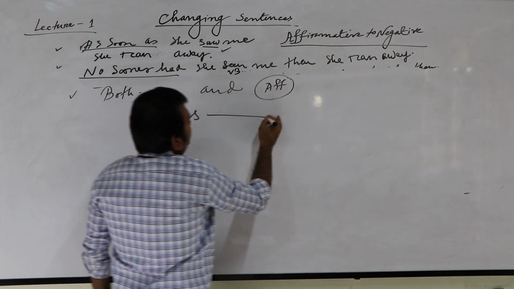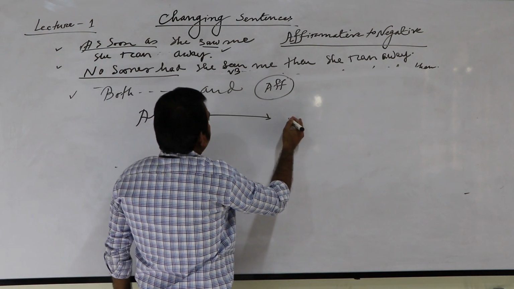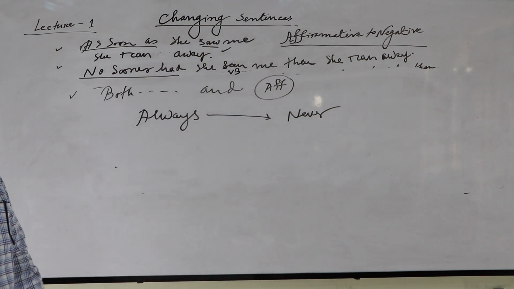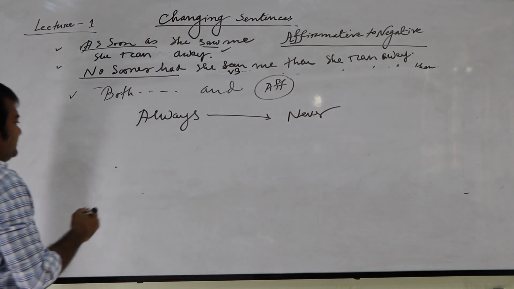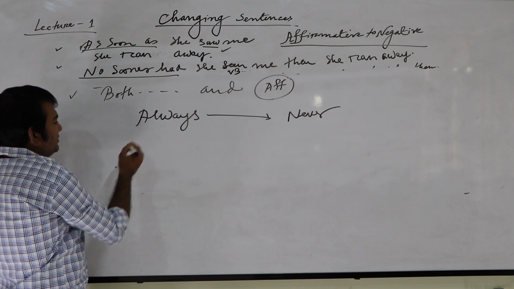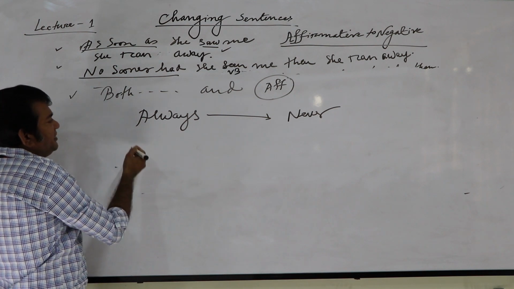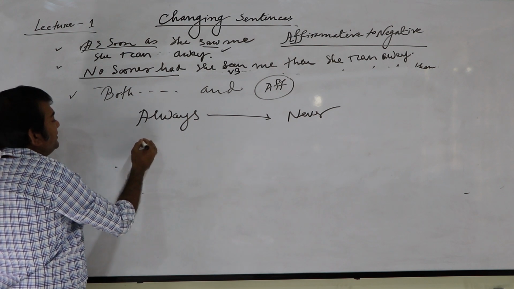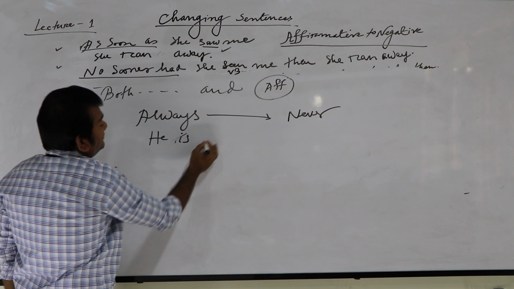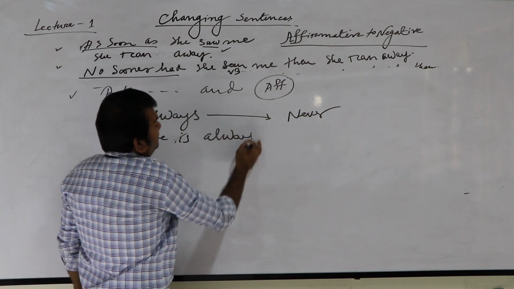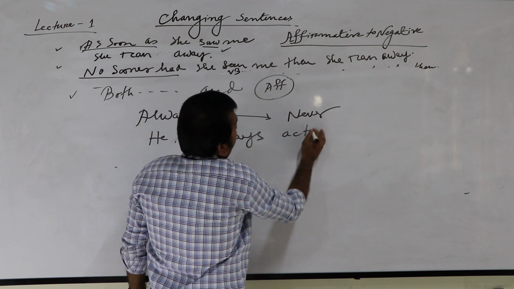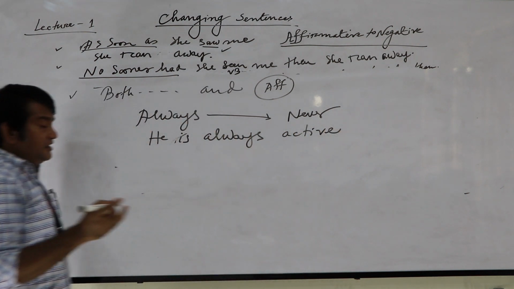If there is always, what do we use to make it negative? Never. So I'm going to give you another example. Affirmative to negative having always and never. He is always active.